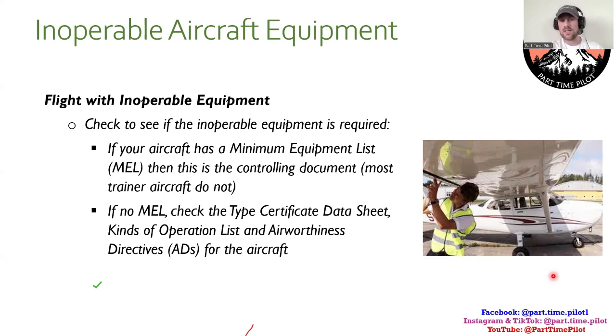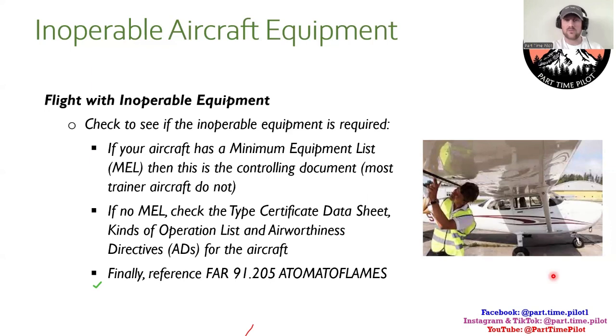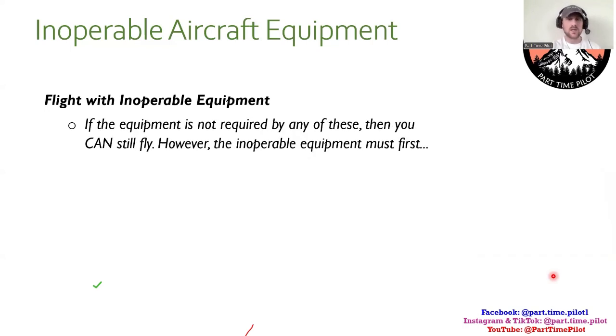If no MEL, check the type certificate data sheet, kinds of operation list, and airworthiness directives that we talked about for the aircraft. Finally, reference the 91.205 A-TOMATO-FLAMES, or if you're flying at night, FLAPS. If the equipment is not required by any of these, then you can still fly.